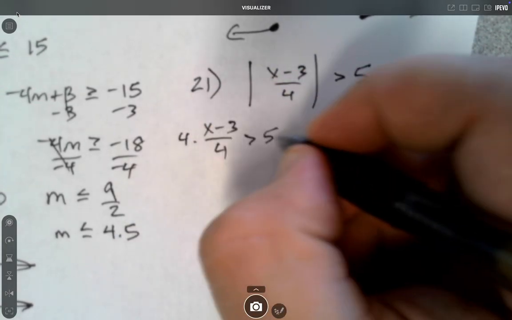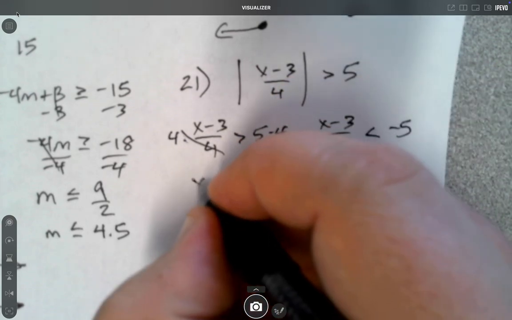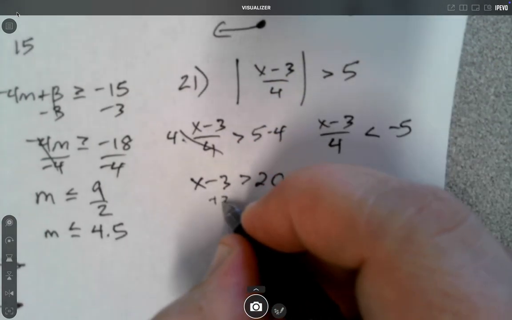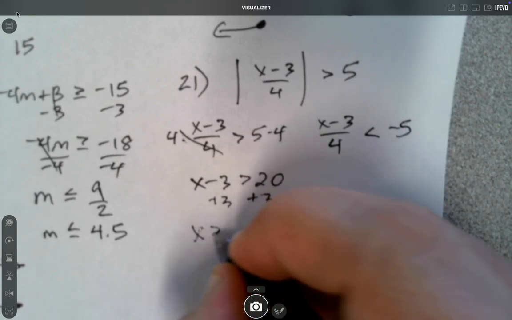So I'll multiply both sides by 4. Get x minus 3 is greater than 20. Then I add 3 to both sides. Get x is greater than 23.